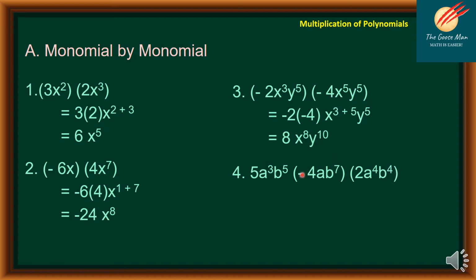Another example. If I have 5a cubed b to the 5th power times negative 4a b to the 7th power times 2a to the 4th power b to the 4th power. So again, I'll multiply the numbers 5, negative 4, and positive 2. Then I copy the base a and add exponents 3, 1, and 4. And for the b, just copy the base b and add exponents 5, 7, and 4. So therefore, 5 times negative 4 is negative 20, times 2 is negative 40, a to the 8th, b to the 16th power.